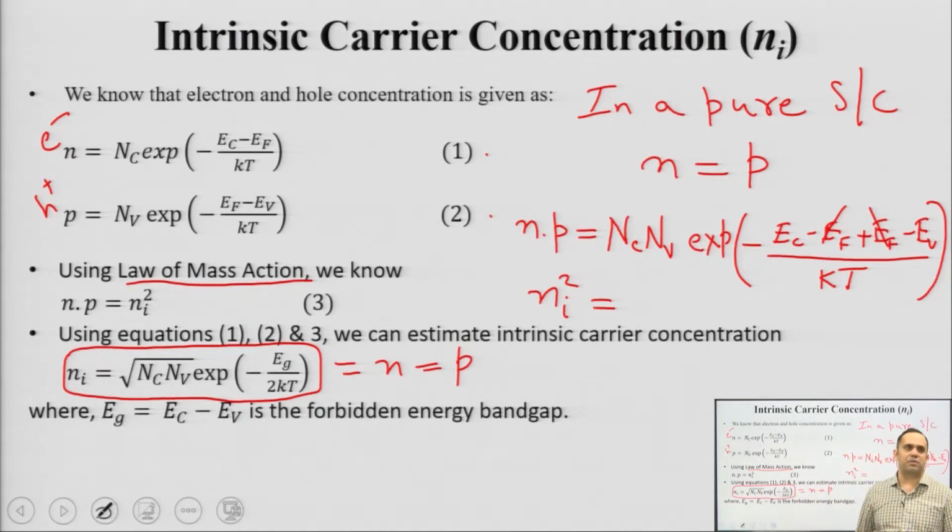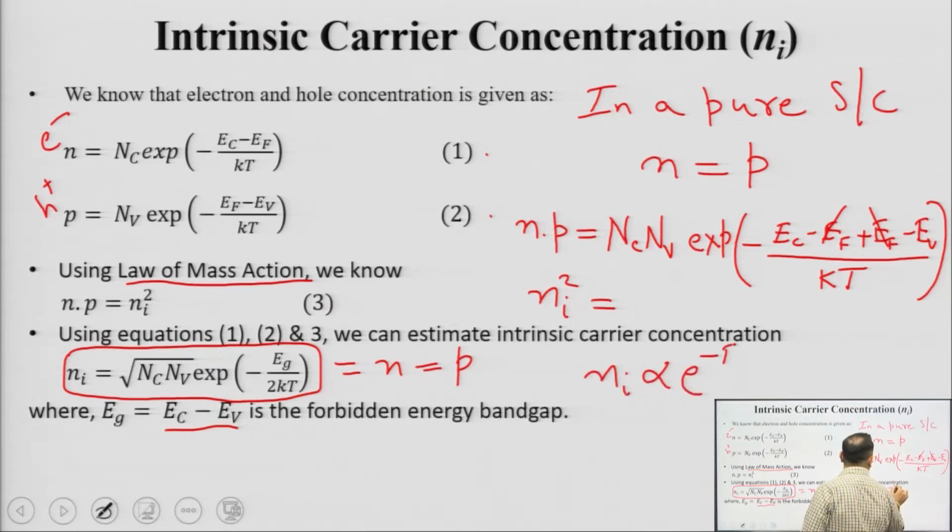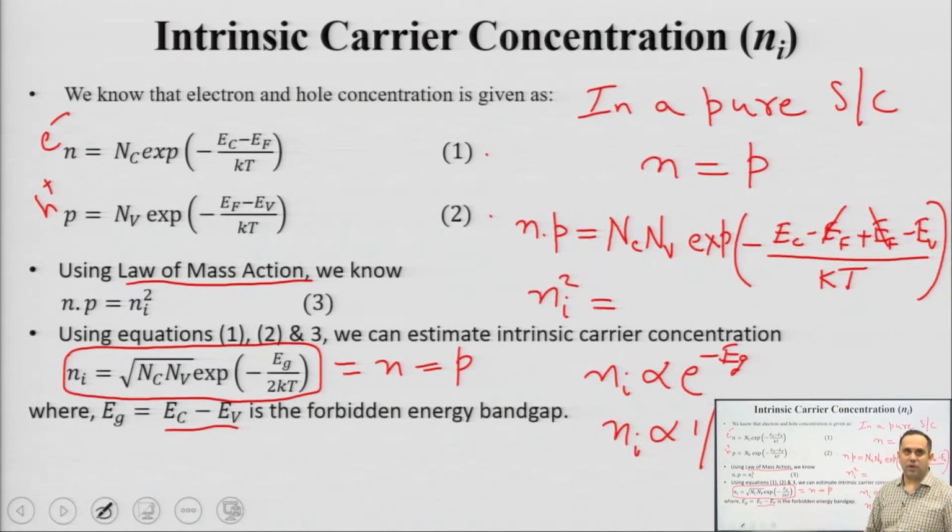E_g in this equation is equal to E_c minus E_v. If you remember the energy band diagram, E_c minus E_v is nothing but the forbidden energy band gap. From this equation I can say that n_i is directly proportional to the exponential of minus E_g, and n_i is inversely proportional to the temperature. Or you can also write it as 1 by e to the power minus T.